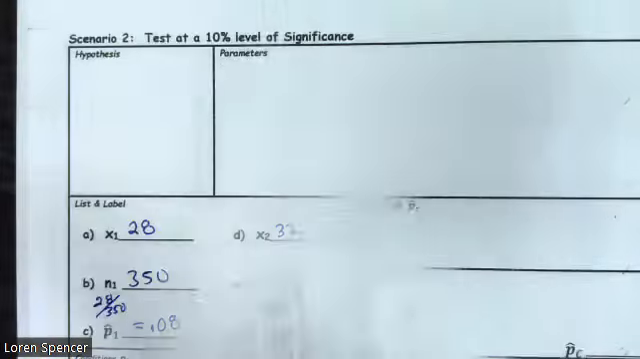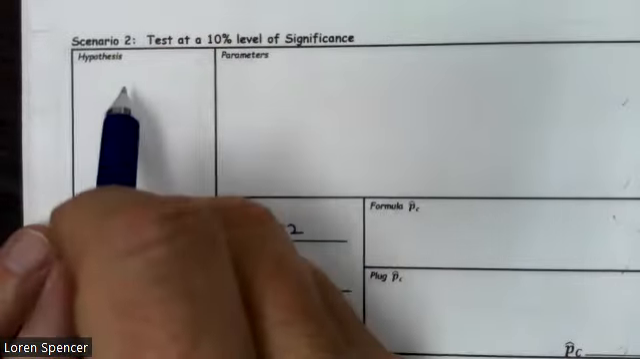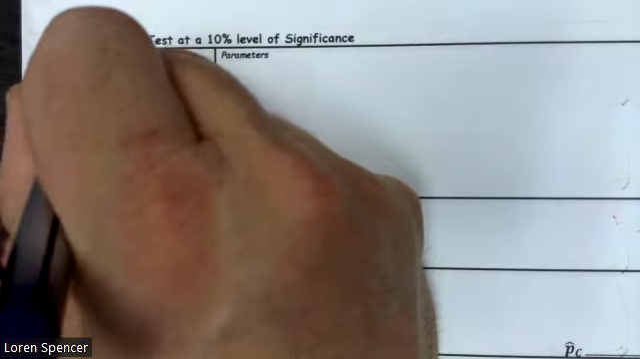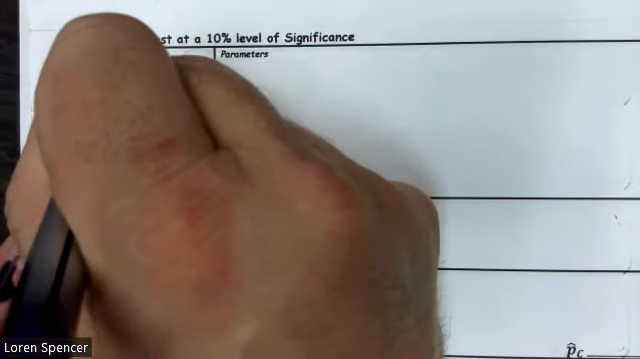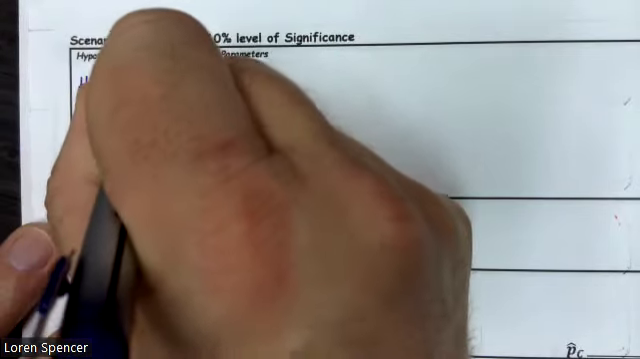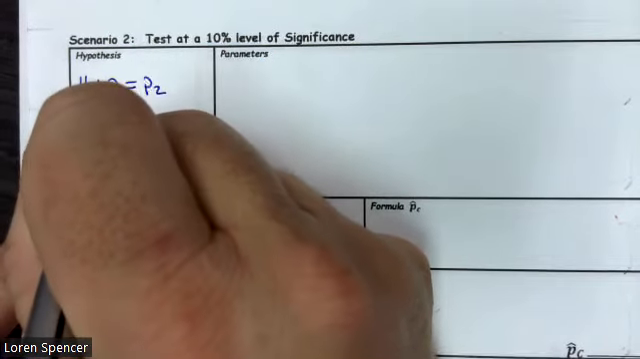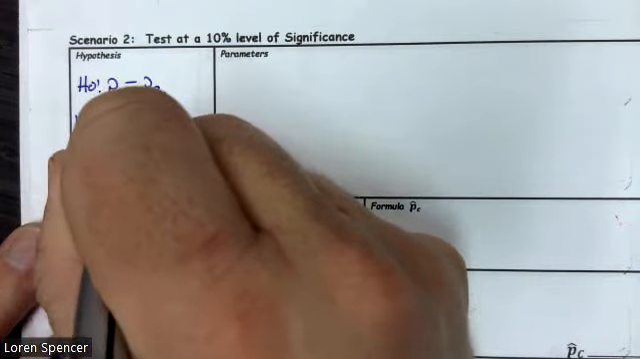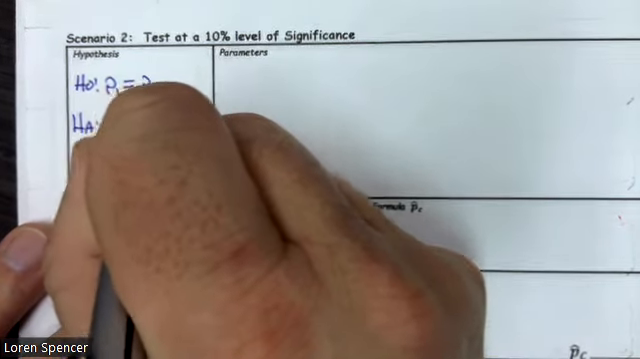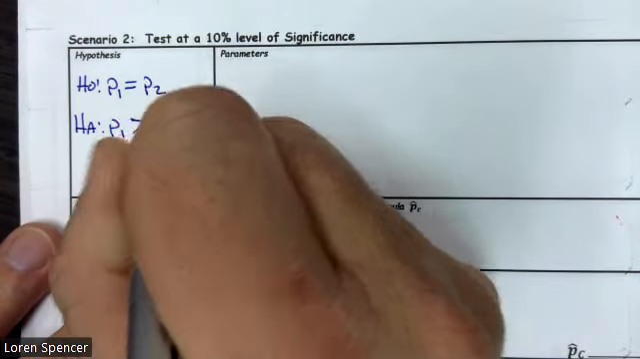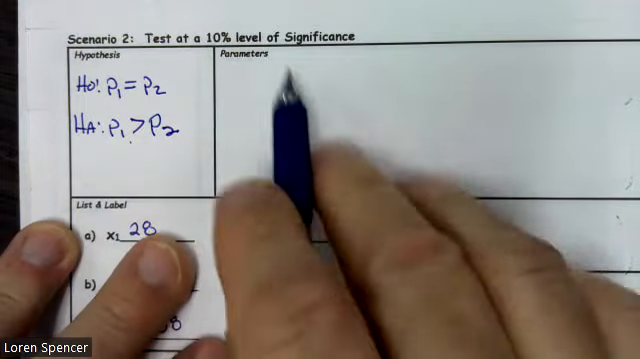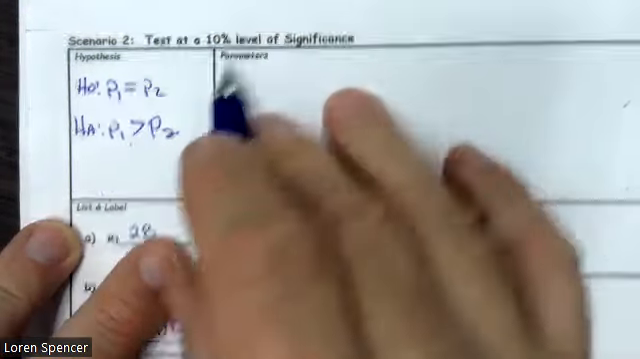So what's my null? Well, my null hypothesis is that there's no difference, that P1 equals P2. The alternative is that the second one had fewer defects. That means the first one had more defects. So we need to define our parameters. We have two of them.